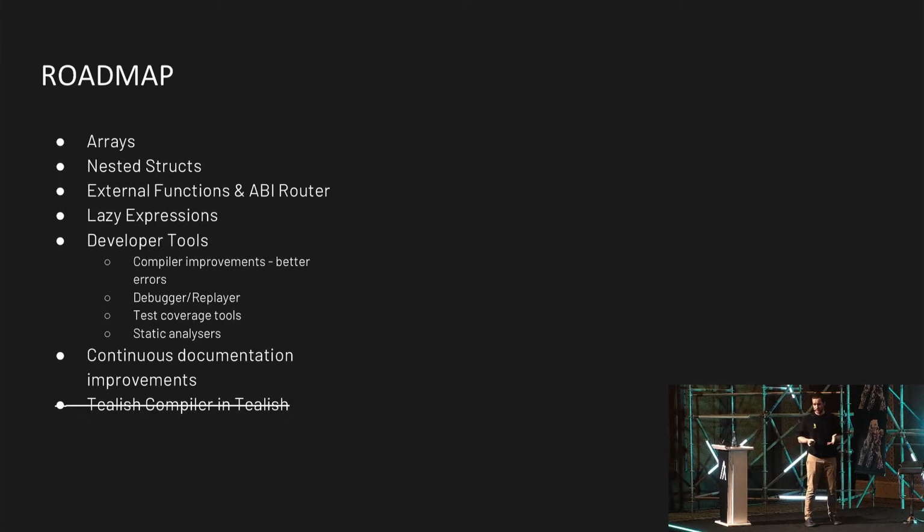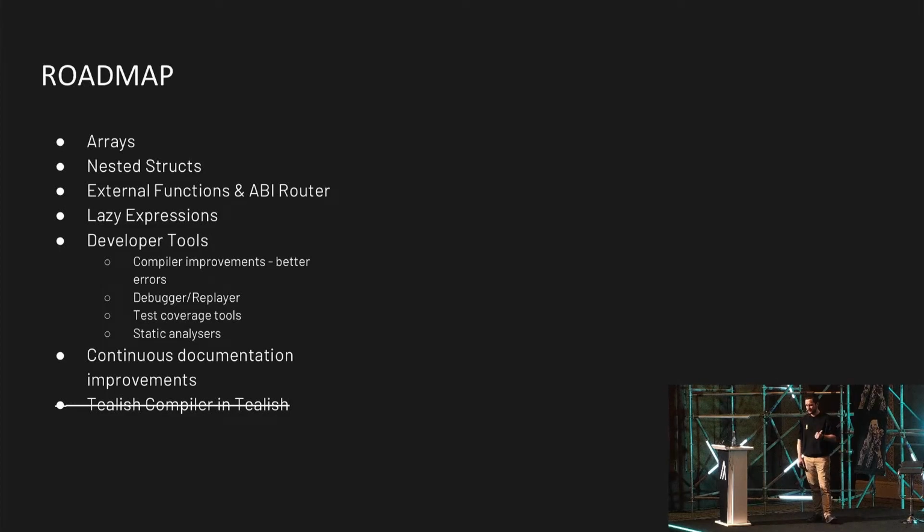Developer tools will continue to improve. The compiler can get better and better. It can give you better and better error messages. We're working on a debugger or replayer in conjunction with our testing toolkit, so that we can make it easier to debug contracts. And we also have test coverage tools, so that for all of our tests, we keep all the traces, and then we ensure that every single line of Tealish has been executed by our tests, which is really nice to have. And then, because we have a language model, we can implement static analyzers, which can automatically check for common types of issues in contracts. And then continuous documentation improvements.